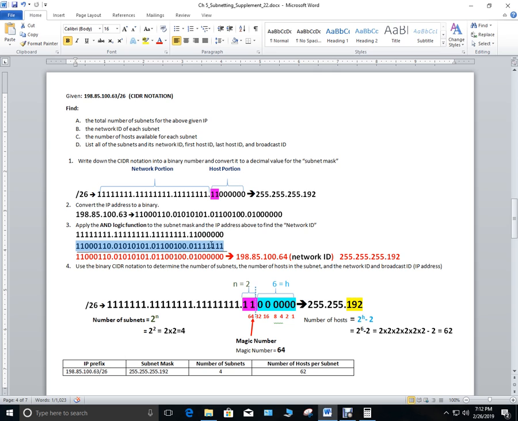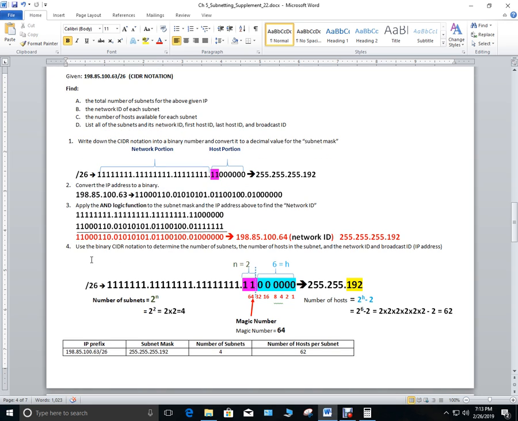Now the third step, simply apply the AND logic function to the two binary numbers. When we apply the AND function, 1 and 1 is 1, 1 and 0 is 0, 0 and 1 is 0, 0 and 0 is 0. So it looks pretty much like a multiplication table. Now I get the result right here. Simply convert this binary into a decimal number, and this decimal number is the network ID for this subnet. So 198.85.100.64 is the network ID for the IP address 198.85.100.63.